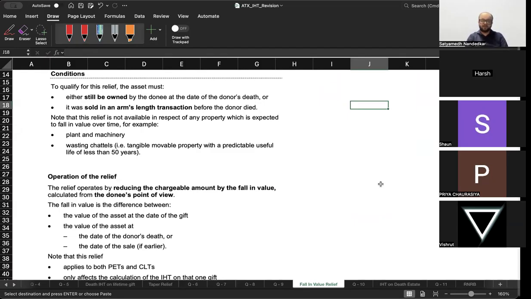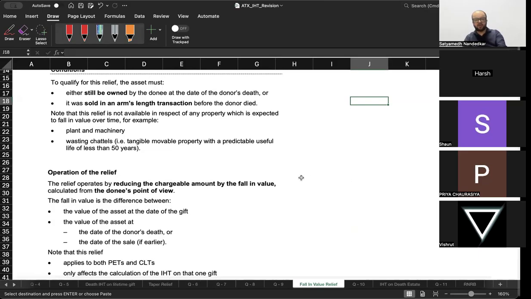Note that this relief is not available in respect of any property which is expected to fall in value over time. For example, plant and machinery and wasting chattels. These are properties whose value is expected to only decrease over time, so it doesn't apply here. Basically for buildings and all of that, there you could have a fall in value relief.